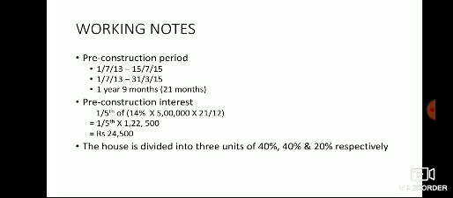The house is divided into 3 units of 40%, 40% and 20% respectively. That is, they will be divided in the ratio 2:2:1.